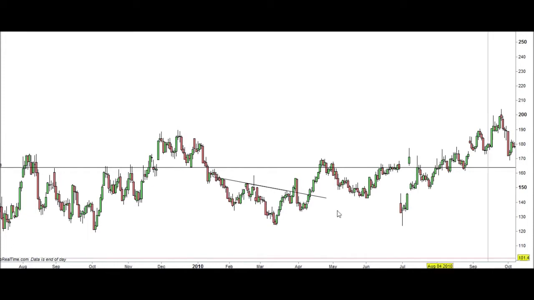The technique that we would use: first, identify the left shoulder, the head, and the right shoulder. We need to look at the highest formed shoulder, which would be the first shoulder formed in this case. We need to measure from the midline down to the low of the shoulder, then use that same distance at the point where the midline was broken and extend it upwards. That would give us the price target for this inverted head and shoulders.